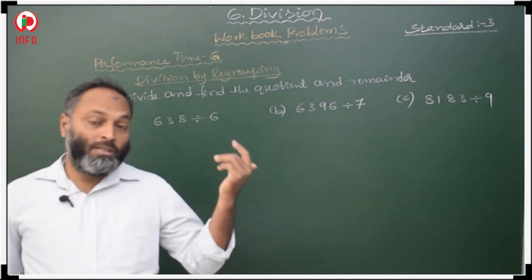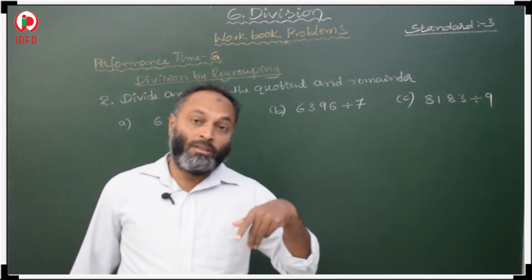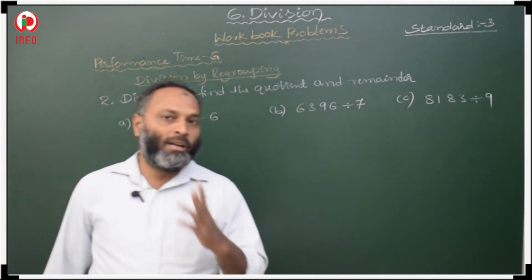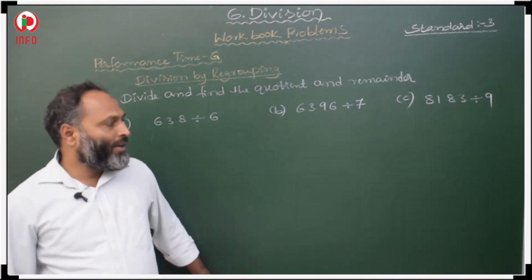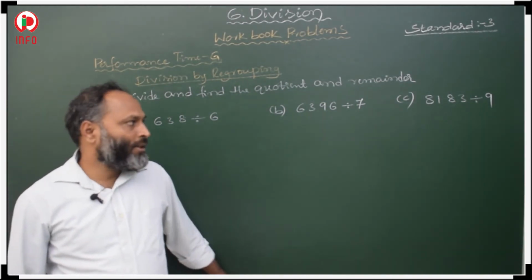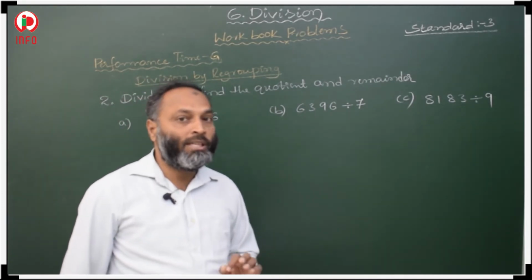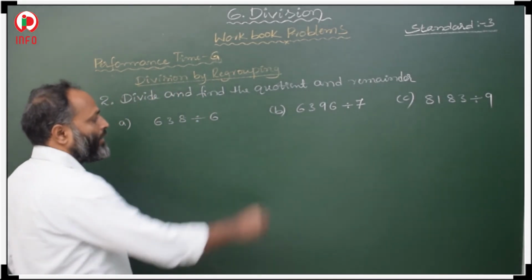In the previous questions we did a division, but there the remainder is 0. Here, whatever remainder we get, we have to write that remainder, as well as our quotient also.